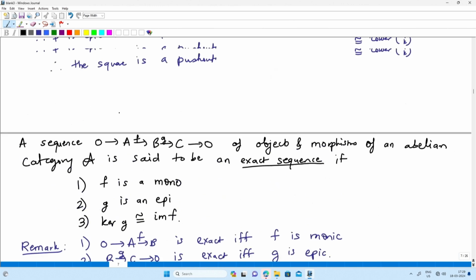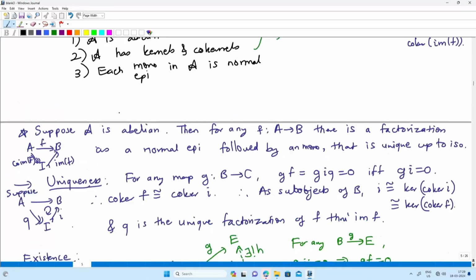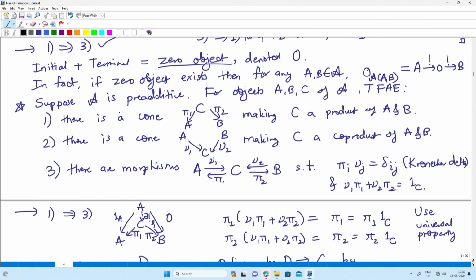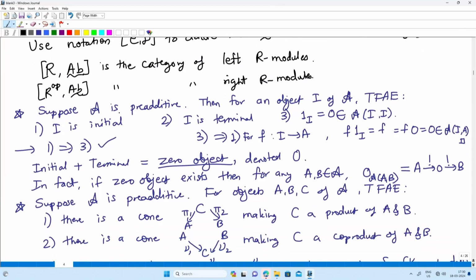Let me scroll up. Home set is singleton, and we wrote something. Yes, I think it's here. So for a pre-additive category, an object is initial if and only if it is terminal, if and only if the identity is zero. Okay, so now use this. So that functor has to preserve some property. It should take exact sequences to exact sequences.